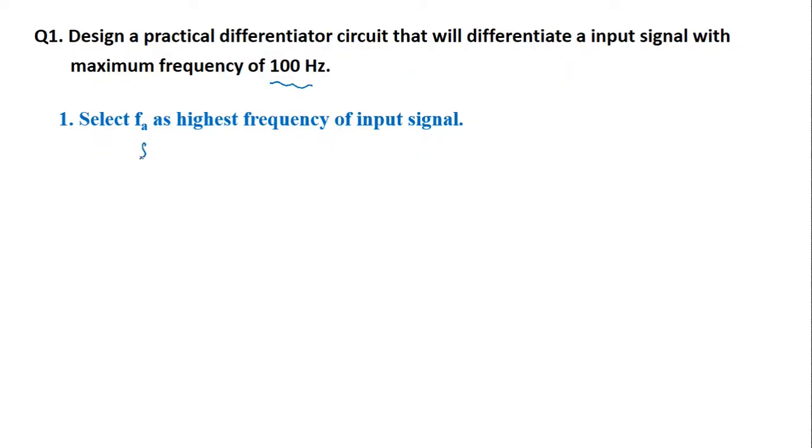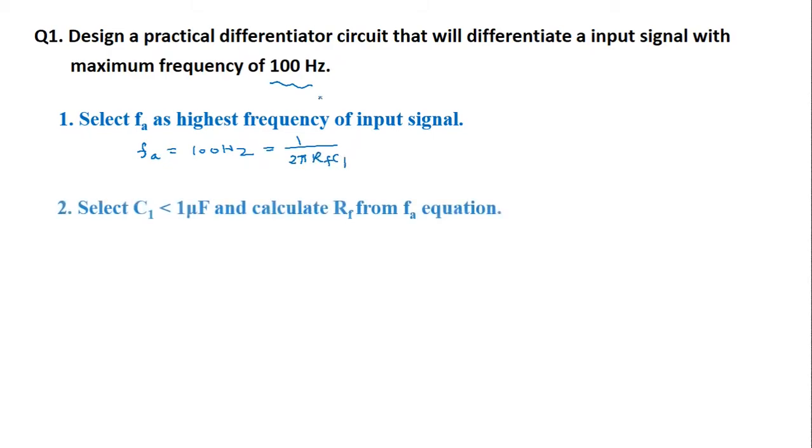So we have to select here FA is equal to 100 Hertz, and we know the equation of FA is equal to 1 upon 2 pi RF into C1. Now next step is to select the capacitance C1 smaller than 1 microfarad. So let C1 is equal to 0.1 microfarad we are taking. Now we have to calculate RF from the equation of FA. FA is equal to 1 upon 2 pi RF into C1. So from this equation RF will be equal to 1 upon 2 pi FA into C1.